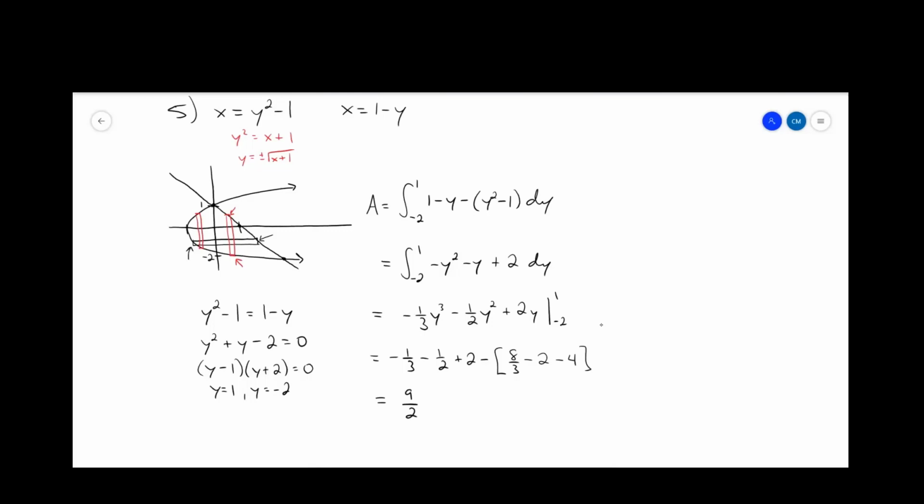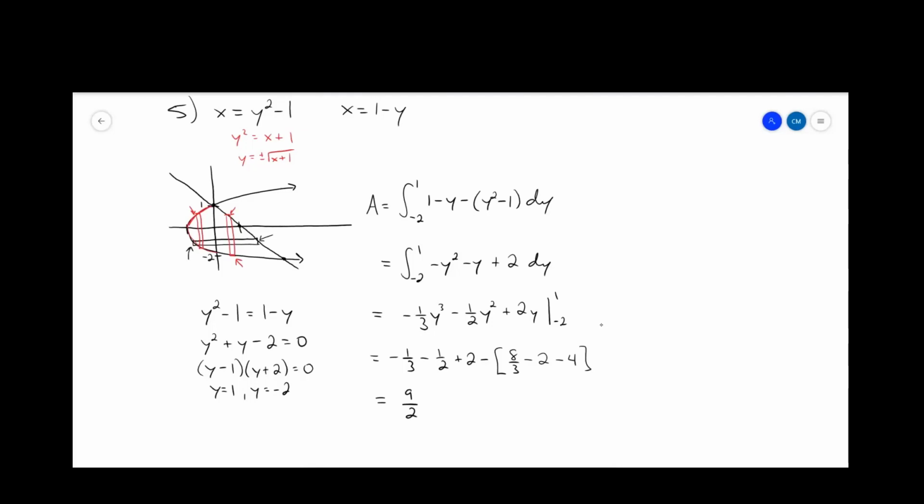Now the top function is no longer that linear function, right? Now it's the upper square root function, right? And then the bottom bound would be the lower square root function. So what that's telling us is if we wanted to use vertical rectangles here, we certainly could, but the integrals would be, you'd have to do two of them.